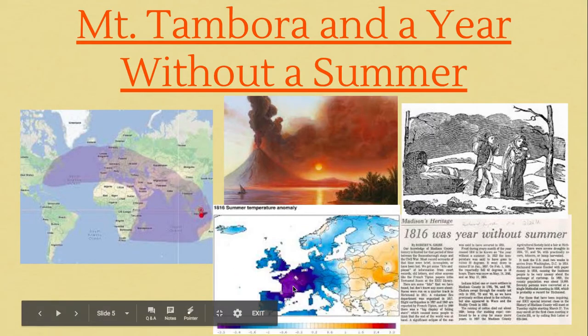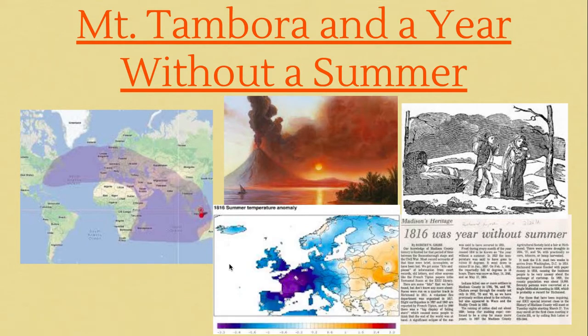And you can see how much Europe changed here in this purple part in France and like Switzerland. The average temperature dropped by 3 degrees, which doesn't sound like a lot, but when you're talking about an average, that's a really big deal. Fun stuff, Mount Tambora. Yay.